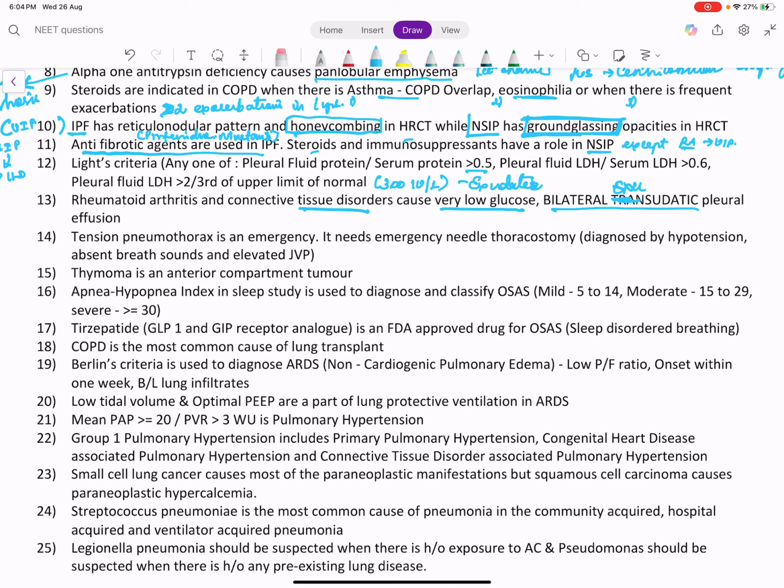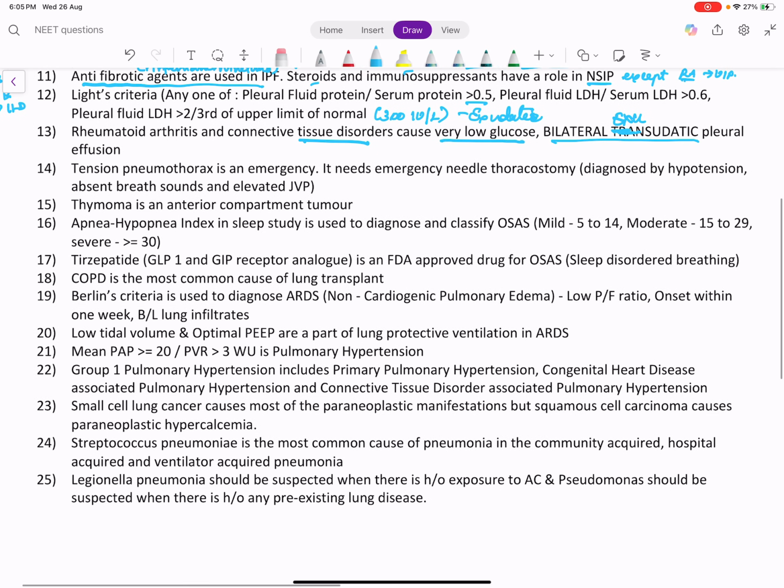Usually, bilateral effusion will be transudative, for example in heart failure, CKD, hypoproteinemia, etc. But exudative is usually unilateral. But a condition where we get bilateral exudative pleural effusion is rheumatoid arthritis.